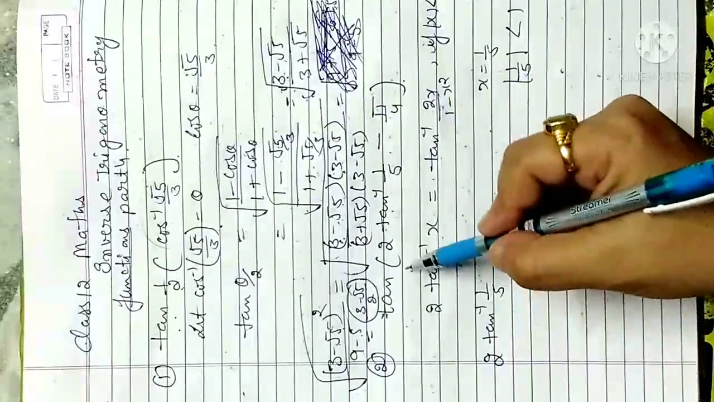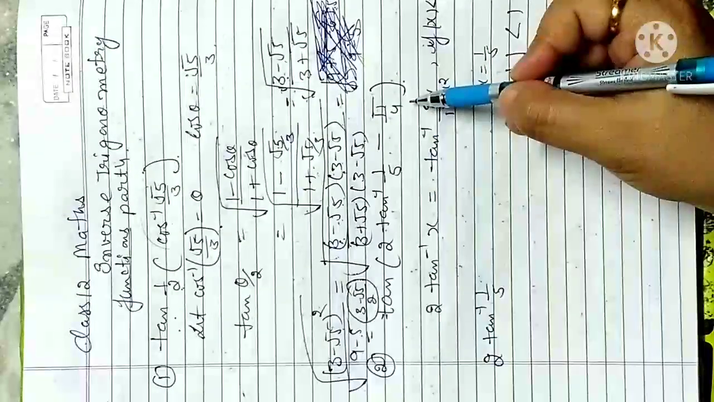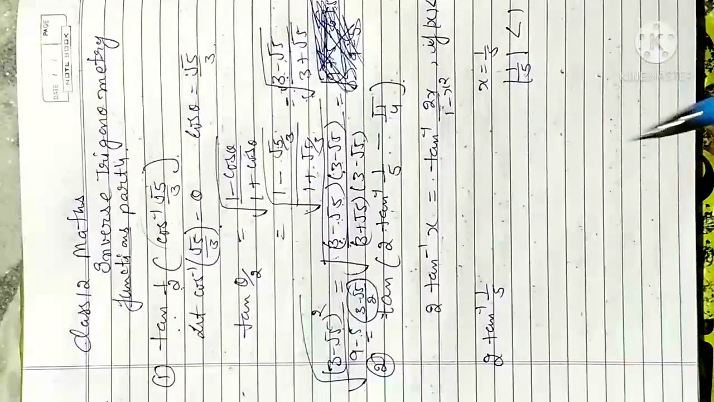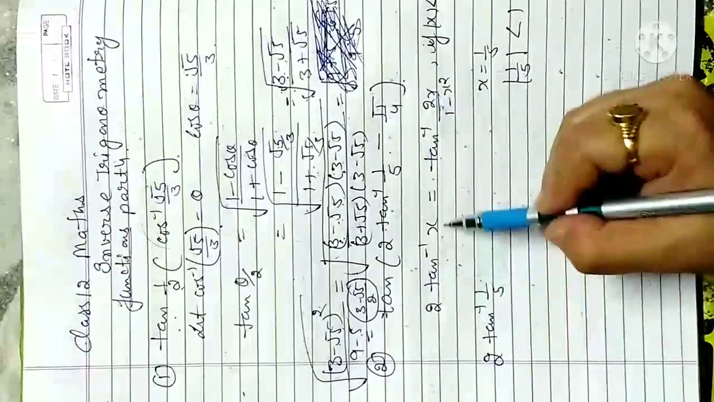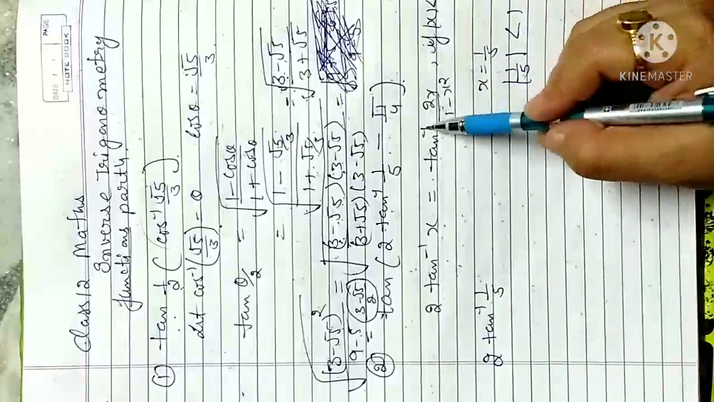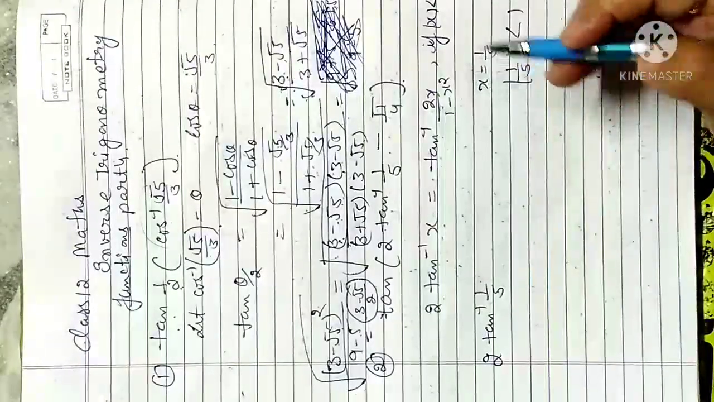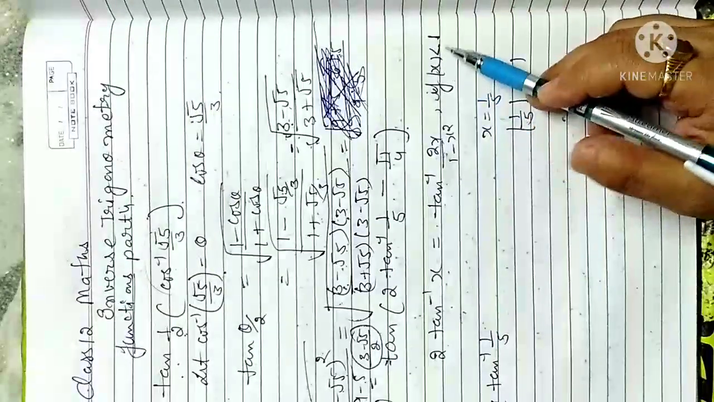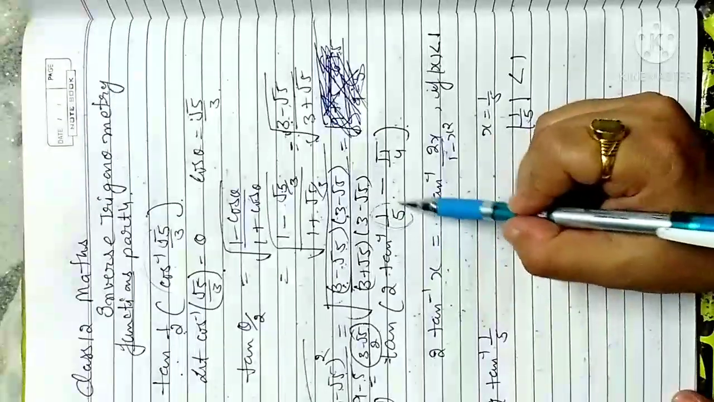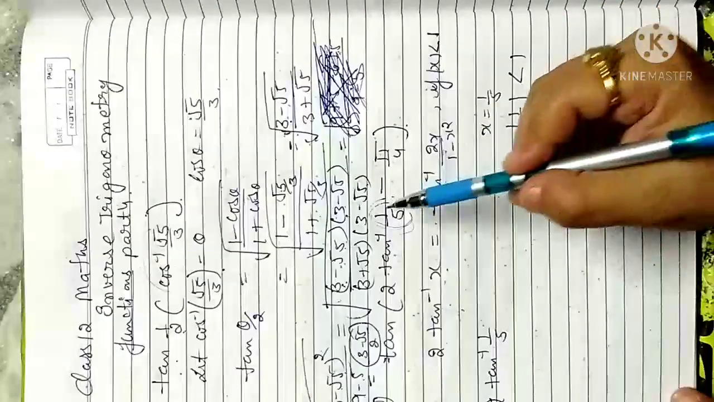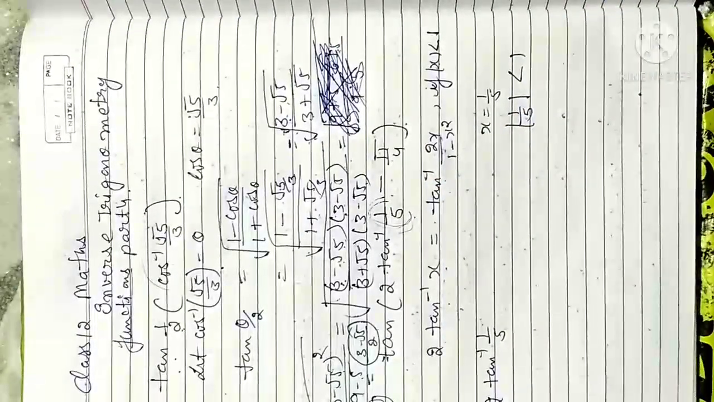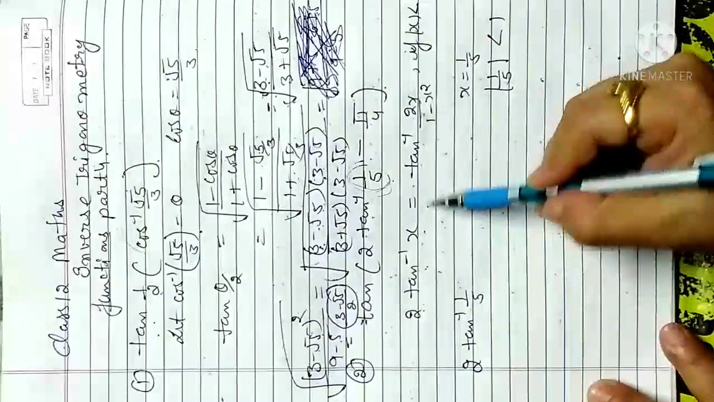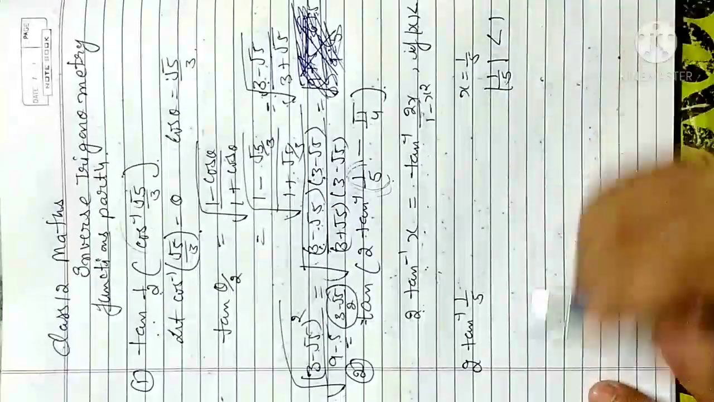My next question is tan(2 tan⁻¹(1/5) − π/4). First we will try to solve 2 tan⁻¹(1/5). We have the formula 2 tan⁻¹x equals tan⁻¹(2x/(1 − x²)), where there is a condition on x: x must be less than 1. So first I check whether 1/5 is less than 1. Yes, the condition is true, so now you can directly apply the formula.